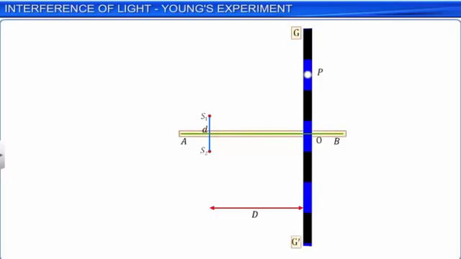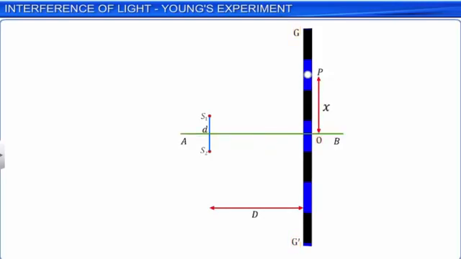Let the distance between S1 and S2 be d, and the distance between the pinholes and the screen be capital D. Let AB be the perpendicular bisector of the line joining S1 and S2, and O be the point of intersection of the line and the screen. We shall now consider an arbitrary point P on the screen along a line GG' perpendicular to AB and passing through O. Let the distance OP be x.